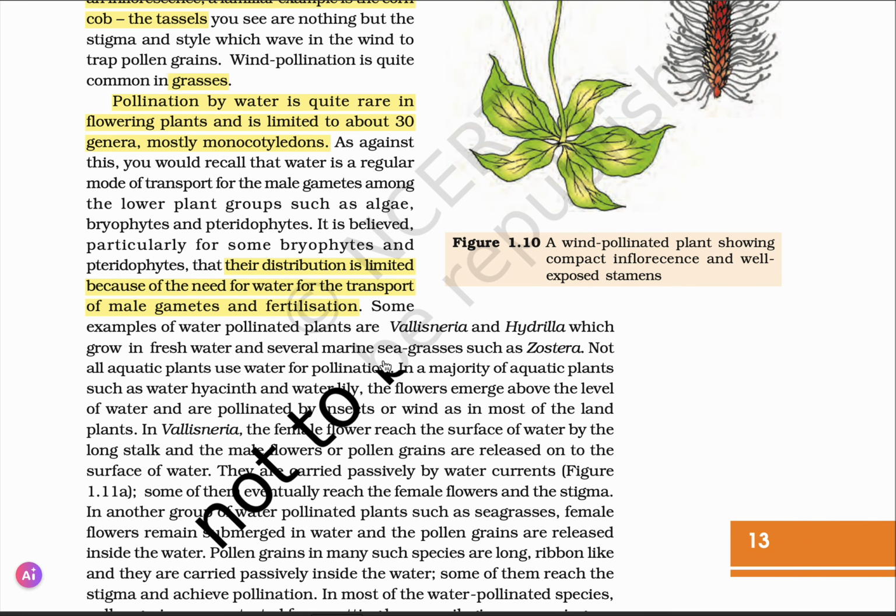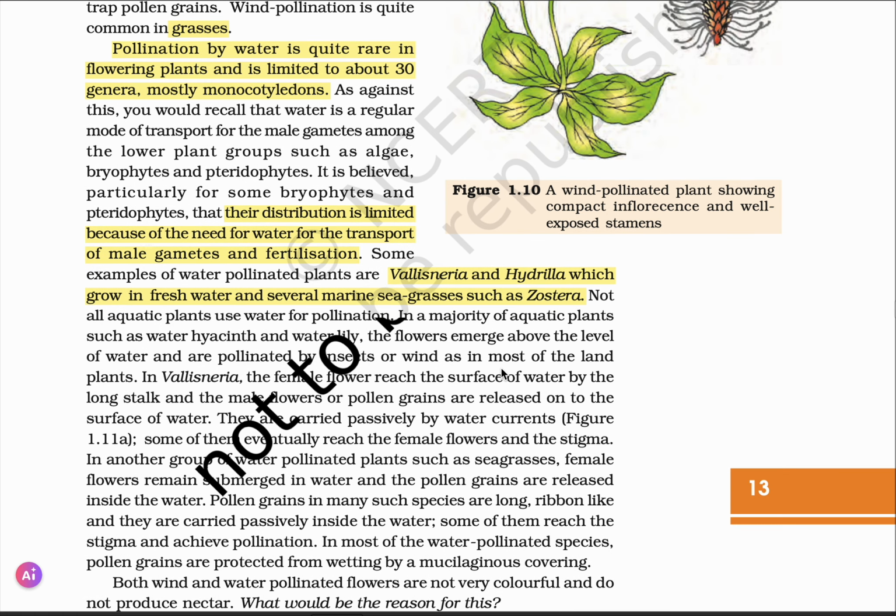Some examples are Vallisneria and Hydrilla, which are freshwater, while Zostera, which is seagrass, is marine. We need to remember over here that Vallisneria and Hydrilla are freshwater, water pollinated plants, while Zostera is marine. Not all aquatic plants use water for pollination.